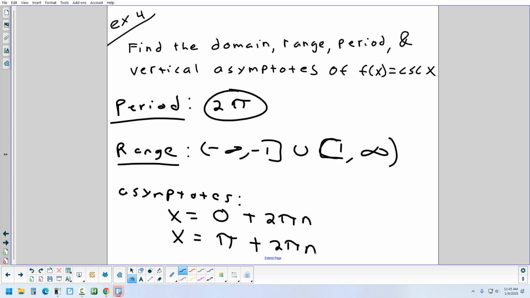And yes, adding 0 there doesn't really do anything. You could just put 2 pi n, and it would be the same thing. And then the domain would be? All real numbers except the asymptotes. Right, all real numbers except any of these ones that we just wrote down.